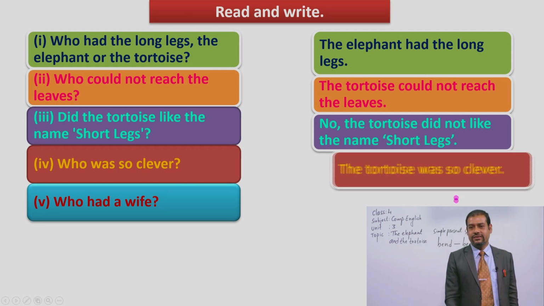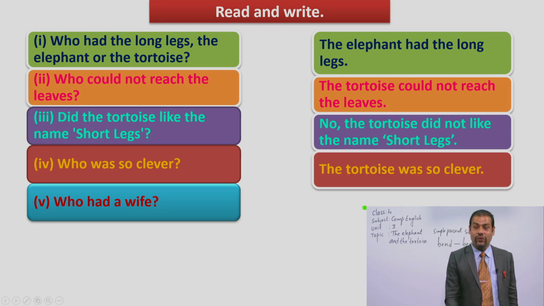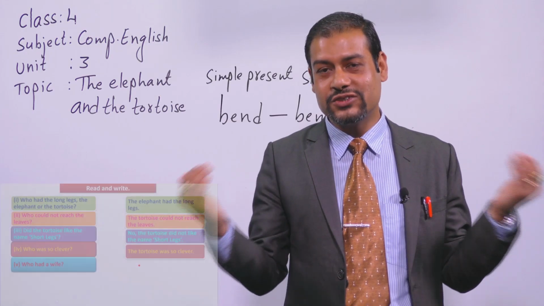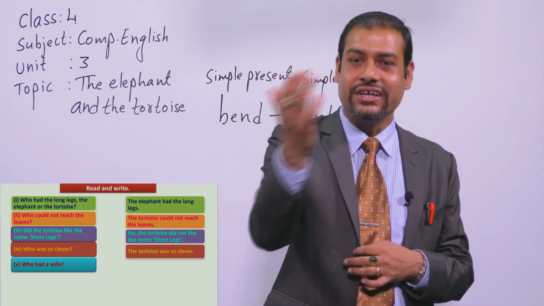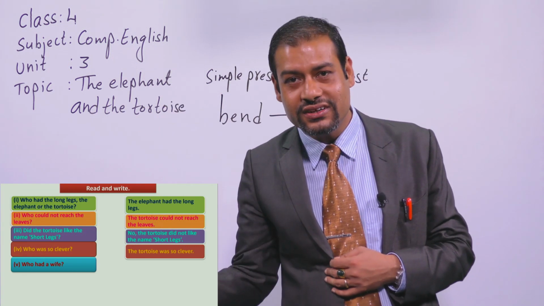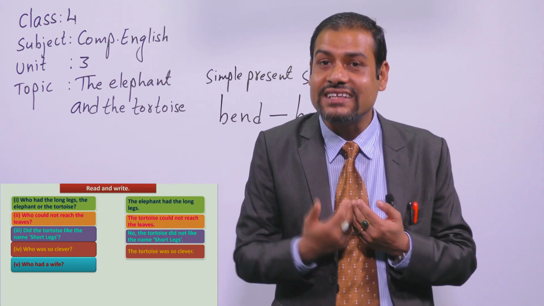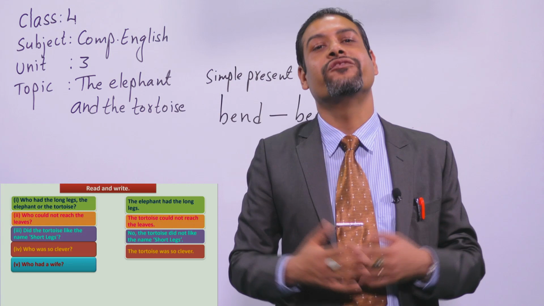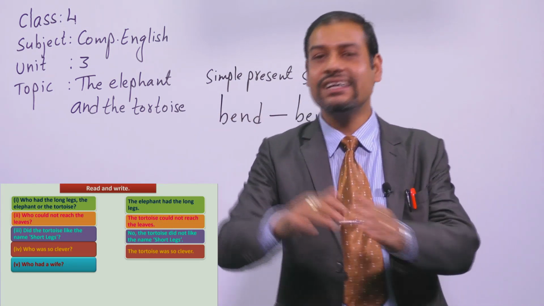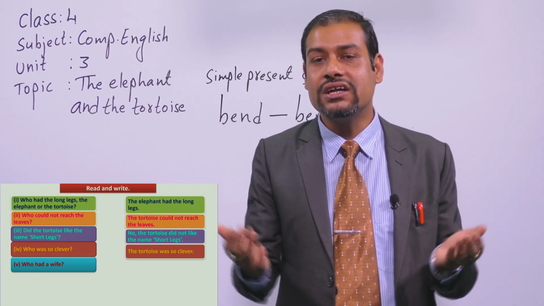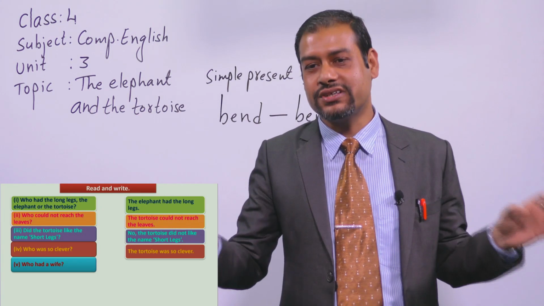Next answer: the tortoise was so clever. Why? Because he took help of his wife and then showed he could jump over the elephant, and the elephant realized the tortoise was very clever, and from that day onwards, the elephant called him Mr. Tortoise.